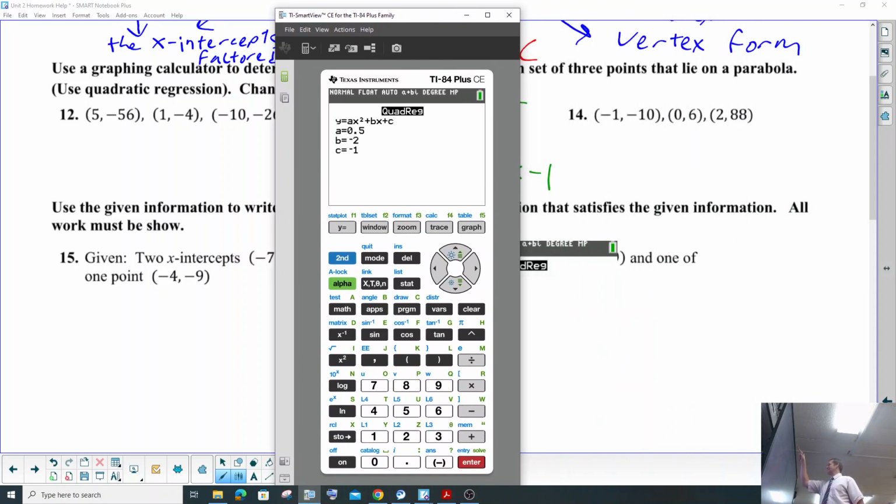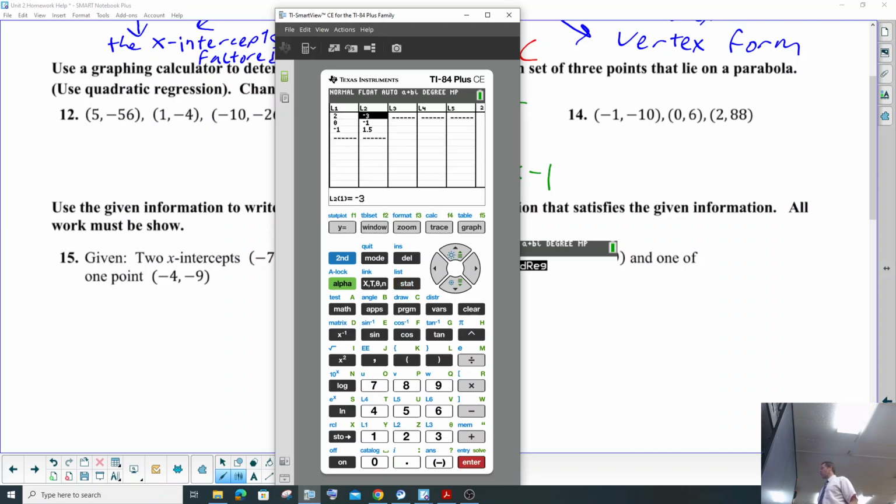Try it again. So we go back to stat, back to edit. Oh, let's show you the y equals. So it actually took the equation, look, 0.5 x squared plus the negative 2x, lots of zeros, and then minus 1. And you can graph it. Whoa, there's your graph. Zoom 6, there's our graph of the equation we just found. Okay, so back to stat, edit our data. We're going to clear our list and try number 14. I think 14 gets kind of crazy.